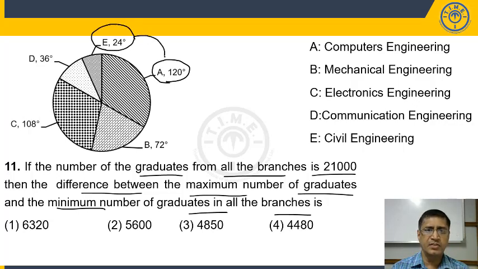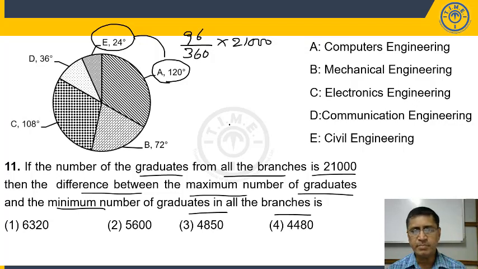How much is the difference of these two? 96 degrees. So 96 degrees upon 360. Then what is the number it is asking? So the total number here is 21,000. Yes, my dear students, simplify this. So what is the cancellation? 0 to 0 we can cancel.